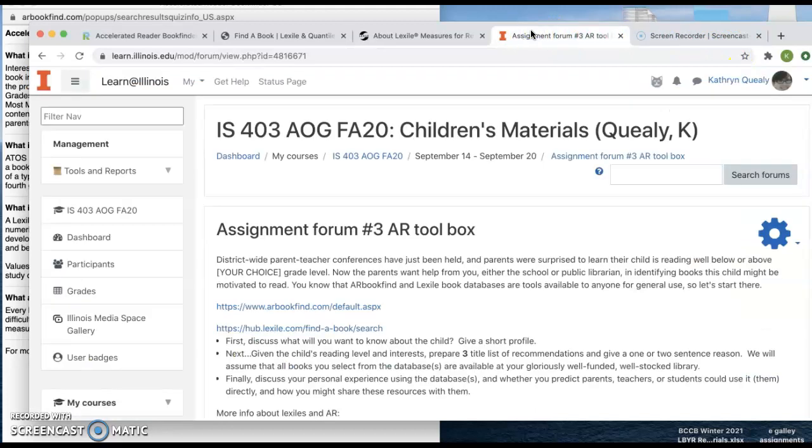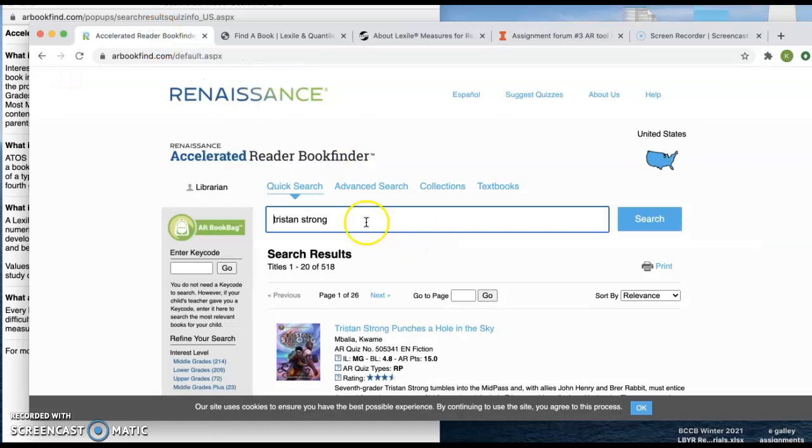So I'm going to start just by looking at the assignment. You're talking with a parent at a parent-teacher conference. If you're a school librarian, or a patron might walk into your public library and say, okay, my kid is blank grade level. They're either reading way above it or way below it, and now they want your help finding some books. So I'm going to start with Accelerated Reader, and I'm going to kind of use two examples on how you can do it.